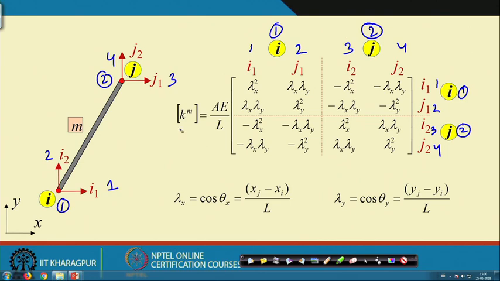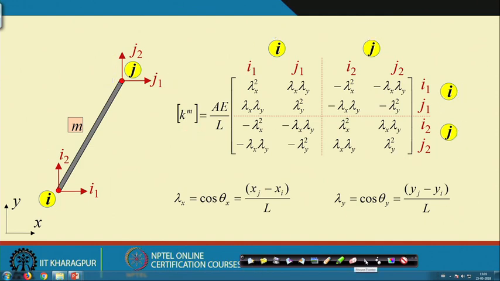then we get K m, the element or member stiffness matrix for any arbitrary member m, is equal to this. Okay. Now, this i and j, depending on your member, i, j and these degrees of freedom will be different.